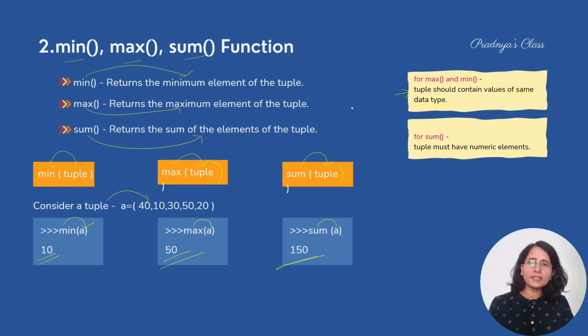Either it should be int type or float or even characters. Characters also will get compared based on the ordinal value and will get the maximum or minimum from that. And to calculate sum, it should be of the numeric elements, because then only we can calculate the sum of the elements if it is integer type or if it is a float type.